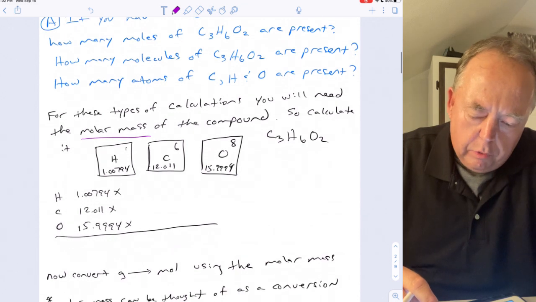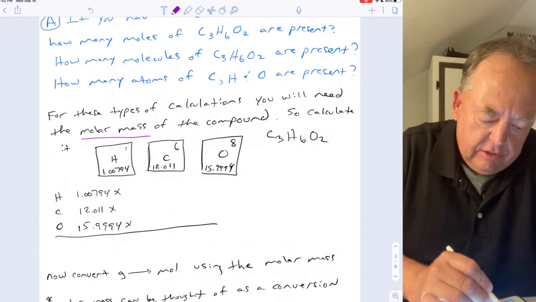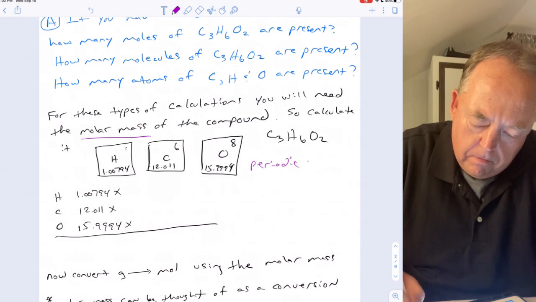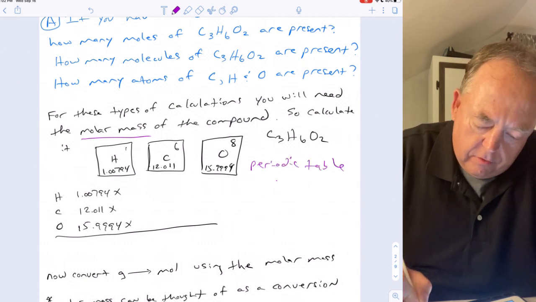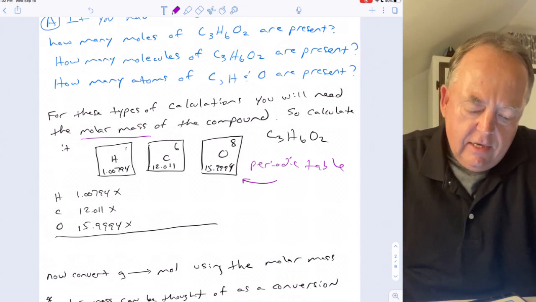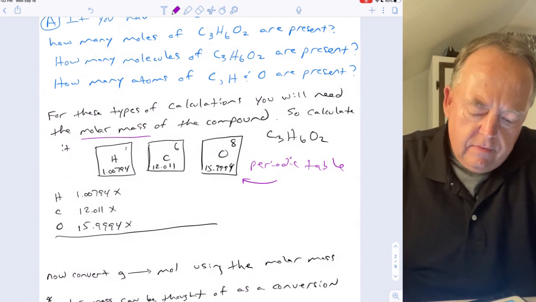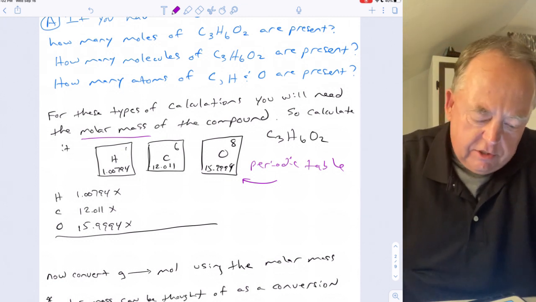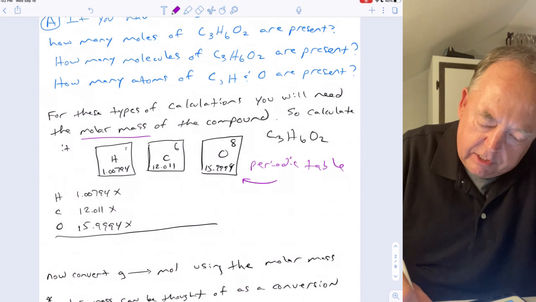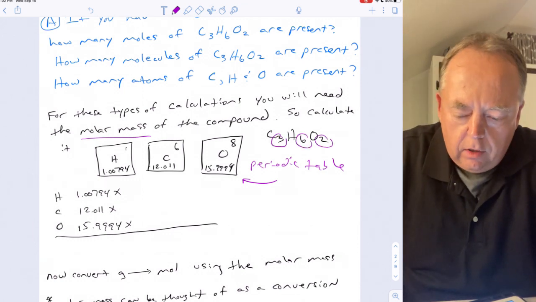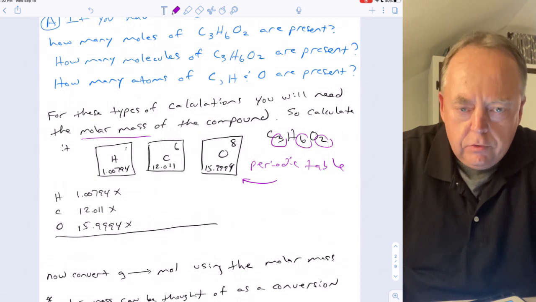In the last lecture, we looked at how to calculate molar masses. So we're going to take our periodic table, and look up hydrogen, carbon, and oxygen and get the molar mass of 1 mole of hydrogen, 1 mole of carbon, 1 mole of oxygen. But then you have to keep in mind these numbers. This molecule has 3 moles of carbon, 6 moles of hydrogen, and 2 moles of oxygen.